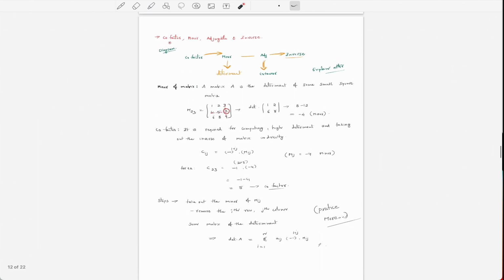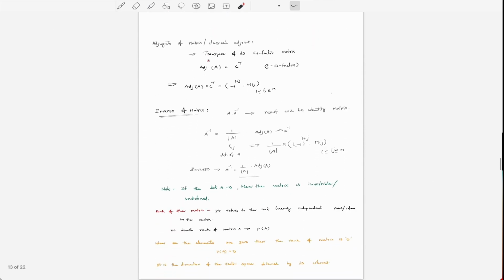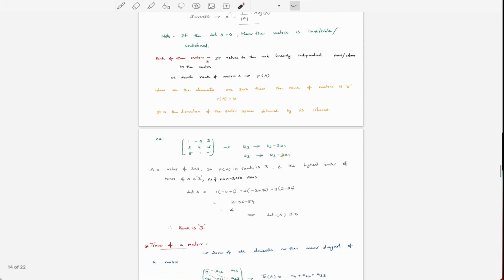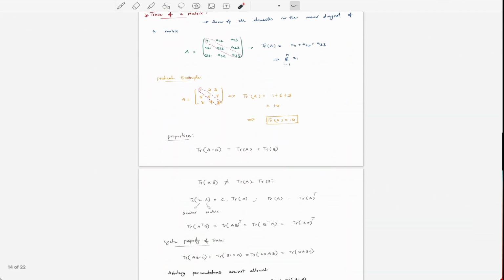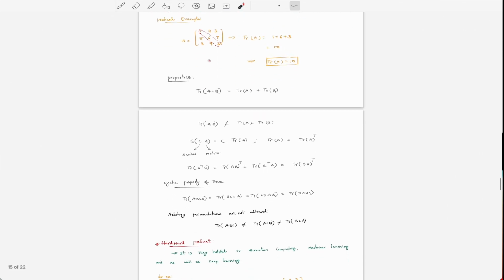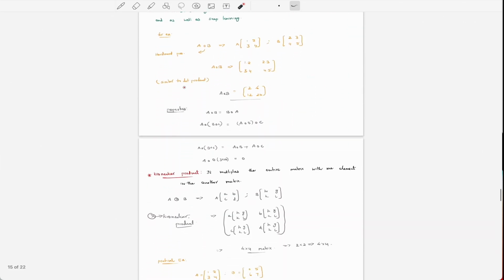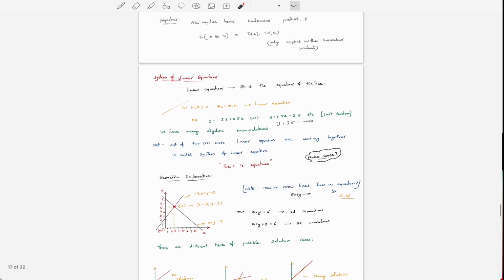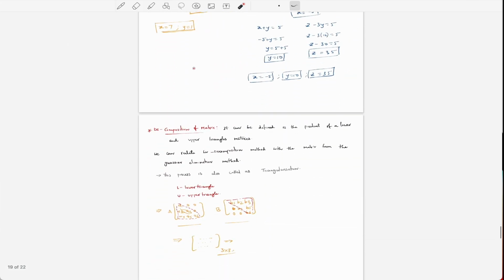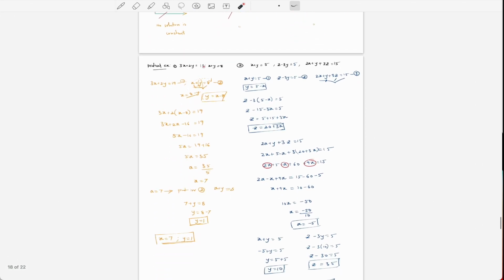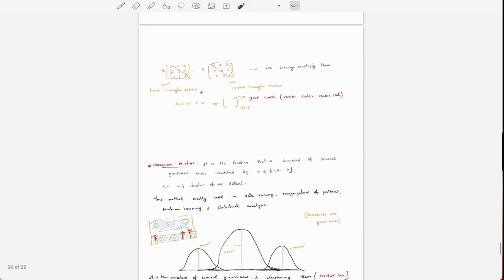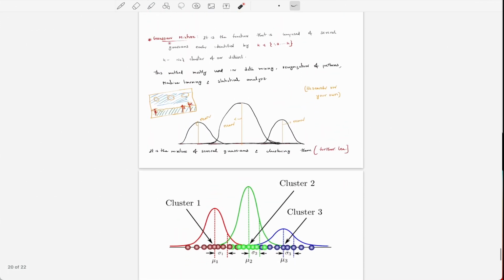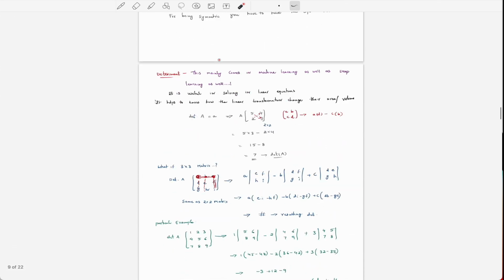We also have a good idea about the cofactor, minor, adjugate, and the inverse of matrices. We have seen the rank of matrices, covered the trace of matrices, the Hadamard product and the Kronecker product, and then the system of linear equations, where we solved problems. We also have the composition of matrices and Gaussian mixtures. So this is the whole lecture on matrices.